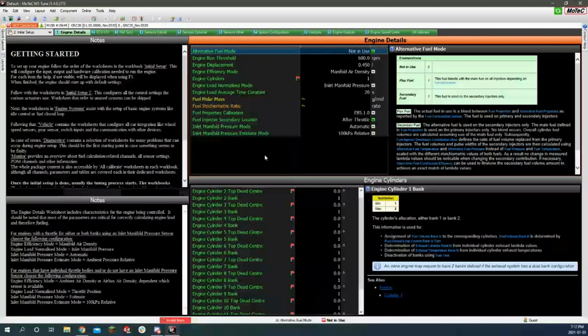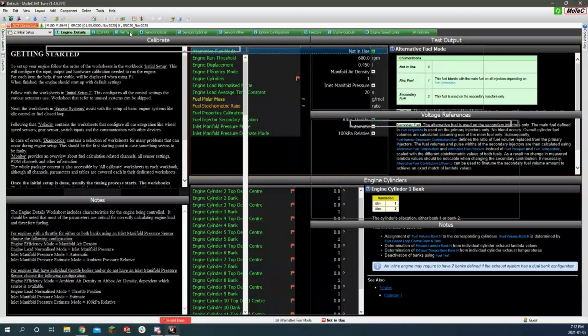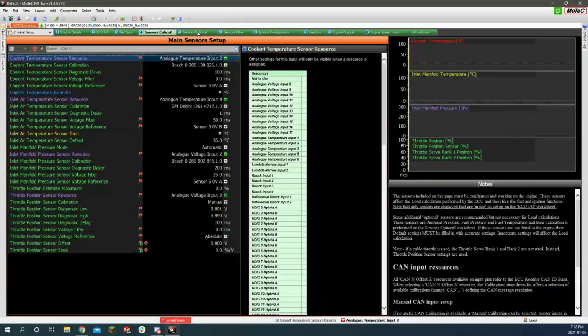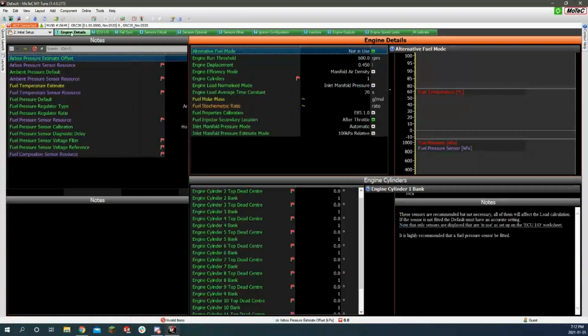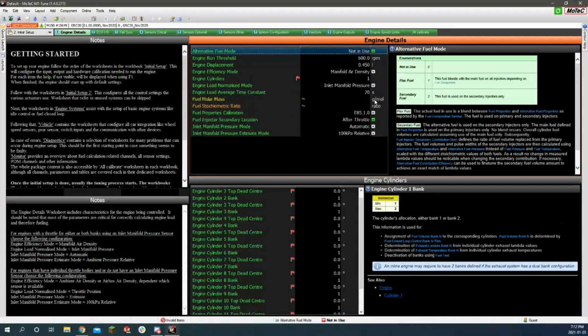So I'm not going to go through everything in great detail. If there's some things that are very important or interesting, then I'll talk about that more. But we'll just start with the basic engine stuff, and I'll go through each of the different work pages. So start with the engine details.